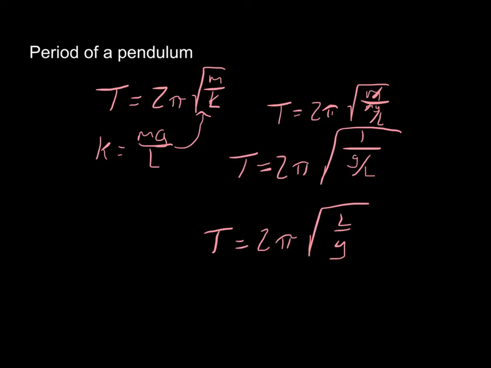We could also think about frequency for a pendulum. Remember, frequency is just the inverse of period, so it'd be 1 over 2 pi square root of g over L, and those would be our two equations for a pendulum.